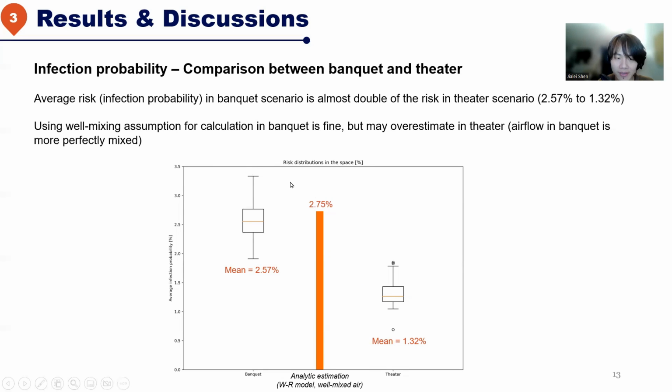We also calculate the risks using the Wells-Riley model based on the well-mixed assumption. The result is almost 2.75%, which is close to the mean value for the banquet scenario, and it's larger than the theater scenario. This means if we use the Wells-Riley model with the well-mixed assumption, the result may be fine for the banquet scenario, but it may overestimate the risk in the theater scenario. But that's the result on average. In some cases, the result in some locations can be very high.